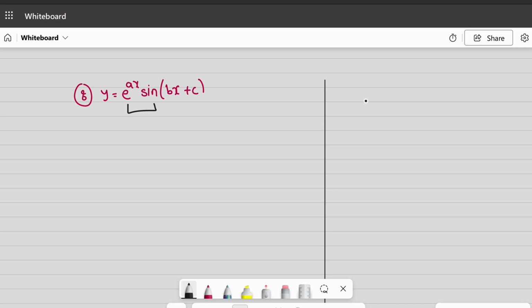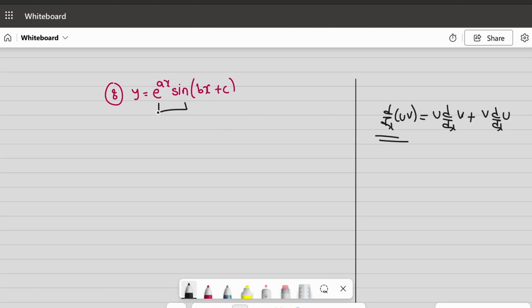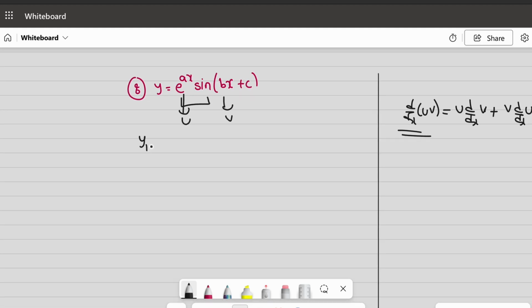So we have to make use of one more formula, that is d by dx of uv is equal to u into d by dx of v plus v into d by dx of u. With the help of this formula, by considering e power ax as u and sine of bx plus c as v, if we derive this, it will become y1 is equal to u, means e power ax, into d by dx of v, means d by dx of sine of bx plus c, plus v, means sine of bx plus c, into d by dx of u, means e power ax.